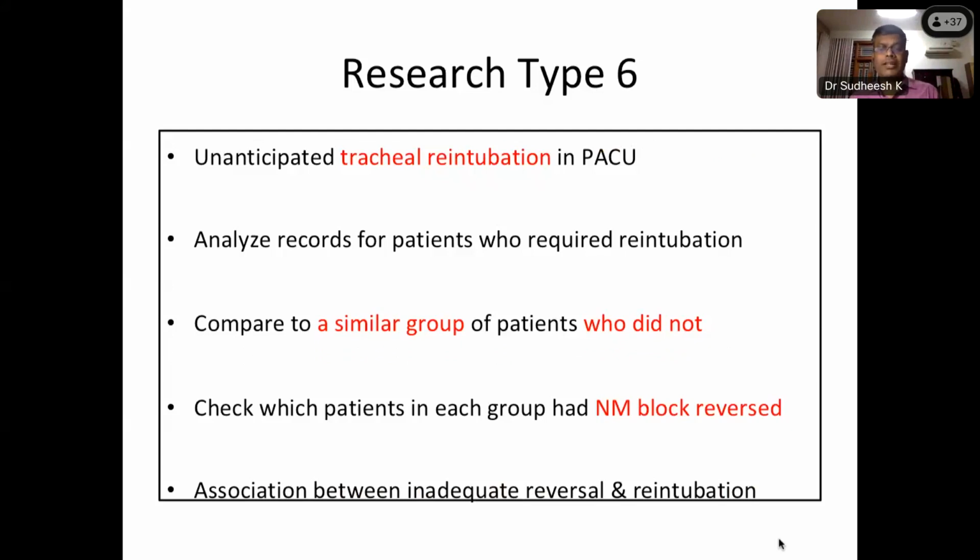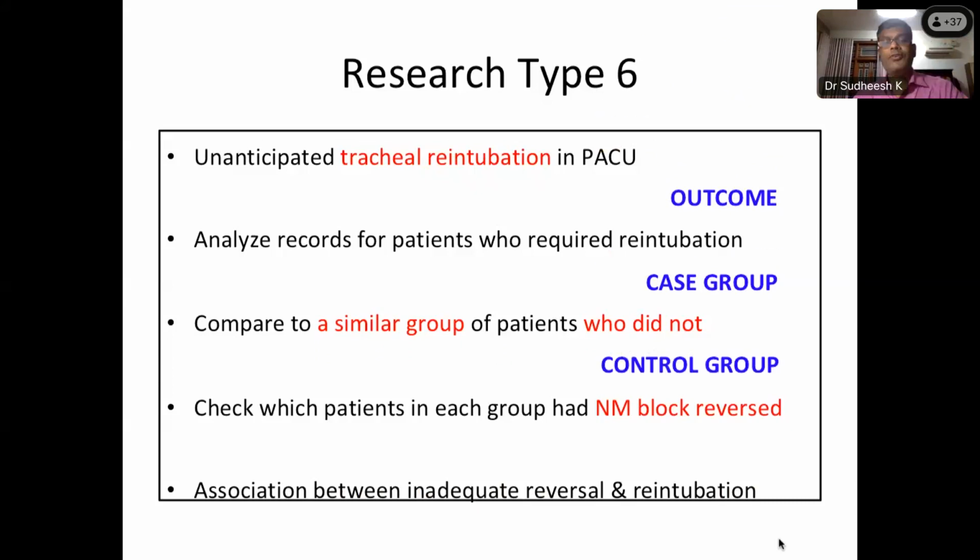So what they did was first go to the effect, that is, tracheal reintubation. From there, they went back to analyze what caused that effect. So in this kind of study, the initial thing is the outcome, and the case, which resulted in this outcome, is the group that required reintubation. Next forms the control group, who did not require reintubation, and eventually the causative agent or the exposure is the reversal agent.